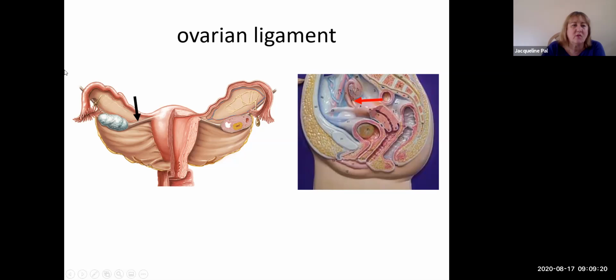Yes, there's another ligament which suspends from the lateral wall of the abdomen, and we're not going to learn about that particular ligament.